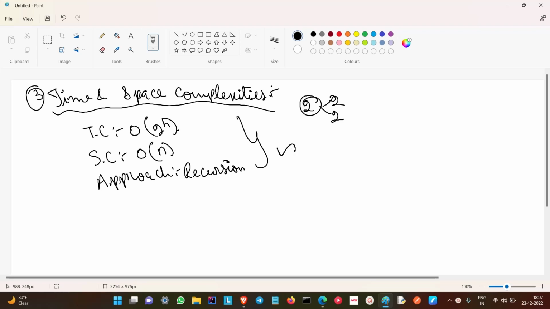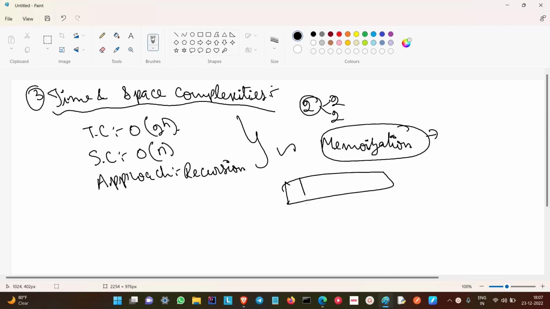And the answer is yes. And we can optimize this approach using memoization. So when can we use memoization? Memoization can be used in scenarios where we are computing the same value again and again. So if there are many days here, let's say there are 0, 1, 2, 3, 4, 5 days here, and if we are coming to this day with the buy state as true, we'll compute an answer. So we can use this answer any time.